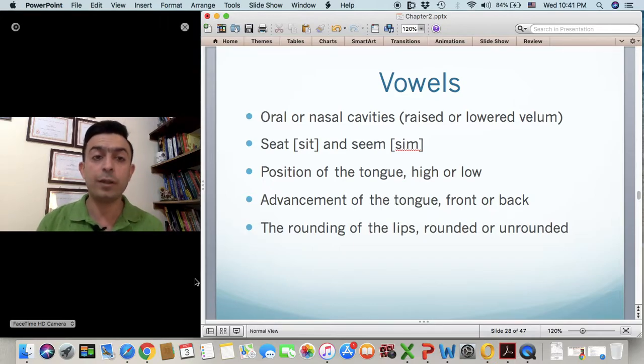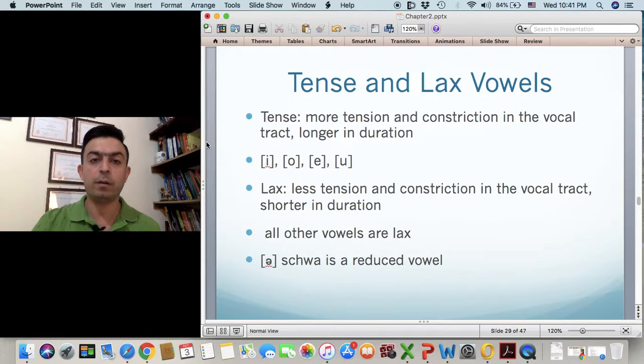So as I said, French, for example, most of the vowels of the French language are nasalized without having to be close to a nasal sound in a word. Simply because French is different, they can have nasalized vowels without nasalized consonants next to them. So the position of the tongue, whether it's high or low, the advancement of the tongue, as I said, whether it's front, back, or central, the rounding of the lip, rounded or unrounded. So that's how we define vowels.